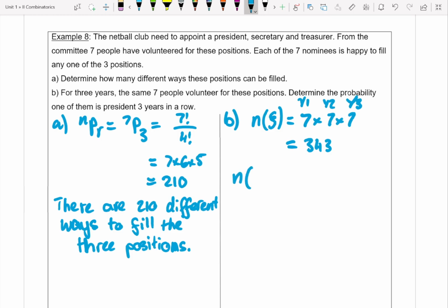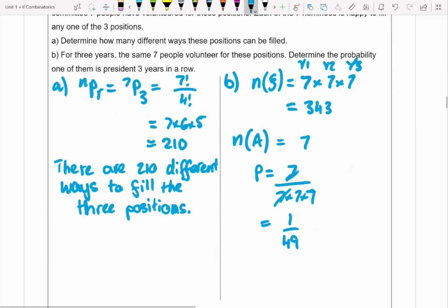The number of ways for action A, which is one of them being president 3 years in a row, is going to be 7, right? Because either person 1 is going to be there 3 years in a row, person 2 is going to be there 3 years in a row, all the way up to 7. So there's only 7 options based off the 7 different people. So our probability is going to be 7 over 7 times 7 times 7. And I've written it like that because then we get some cancellation. So this just becomes 1 out of 49. So you have a 1 in 49 chance of filling the president's position 3 years in a row.